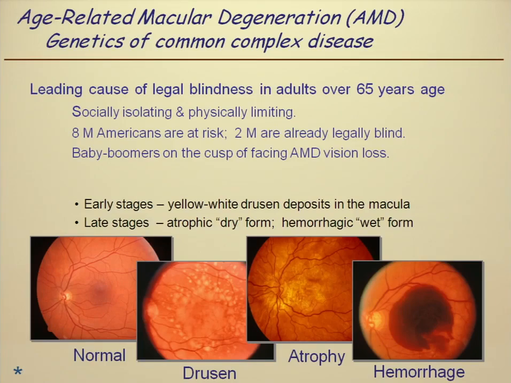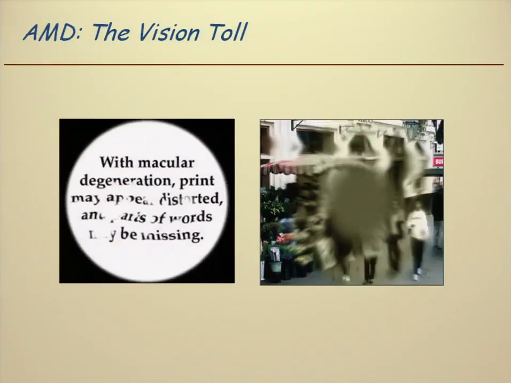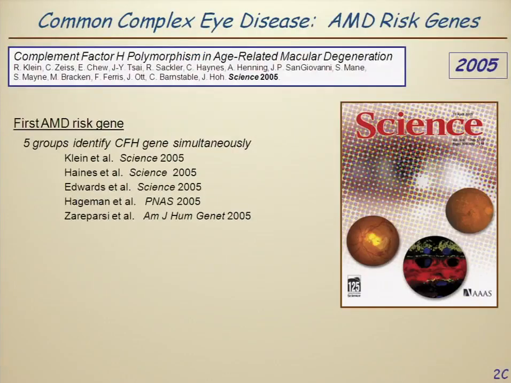But this is a complex disease. There's no single gene to be looking for. You've got to look for the risk conveyed by a gene. Here's just an illustration, in cartoon form, of the havoc this causes with vision. Then a seminal event happened just a few years ago, in 2005, when five groups simultaneously identified the CFH gene, the complement factor H gene.